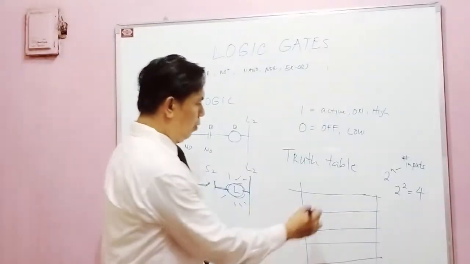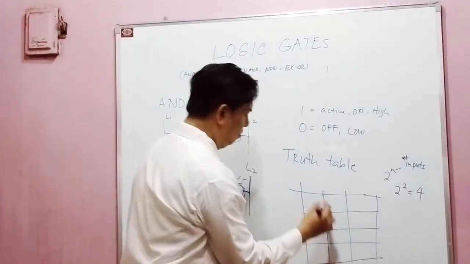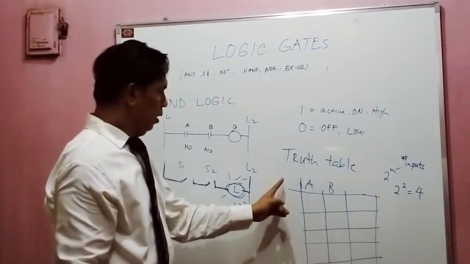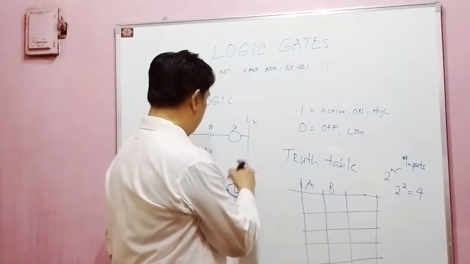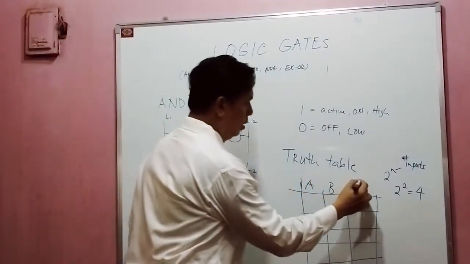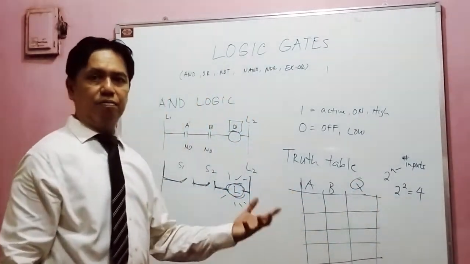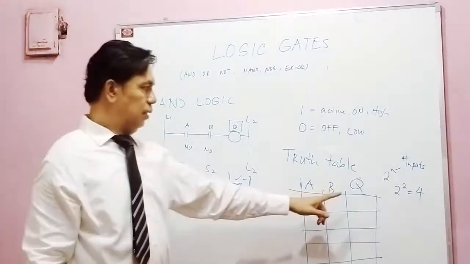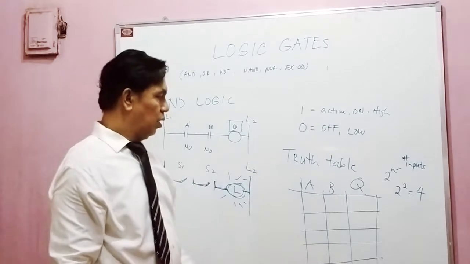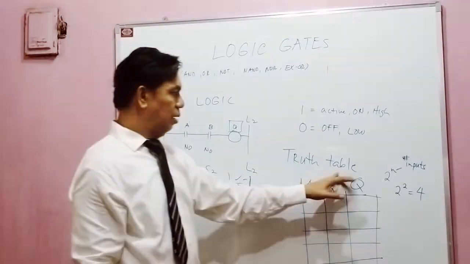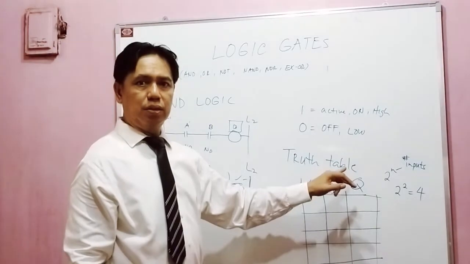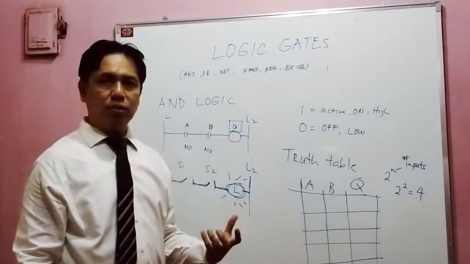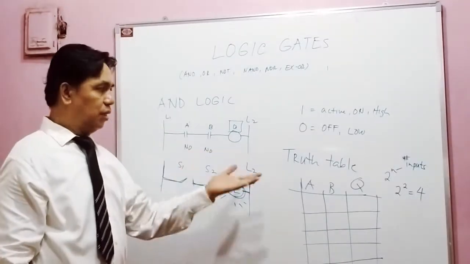Okay? And then I will put the input here. How many inputs do we have? A and B. Okay? A and B is the input. Then we have this Q, the output. You can have any other variable rather than Q. But normally, internationally, and in the textbooks, the one that is being used is the Q. Now, so how do we construct a truth table? By the way, the truth table is the table that tells the true status of the circuit. That's why it's called truth table.